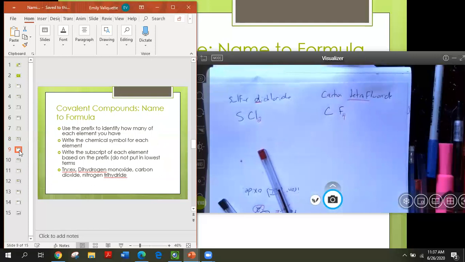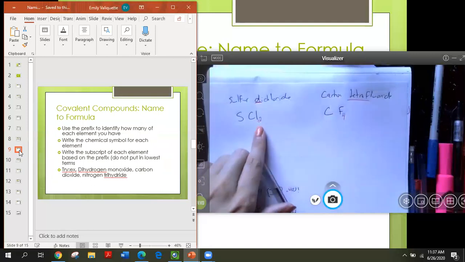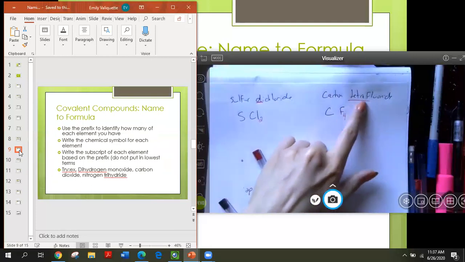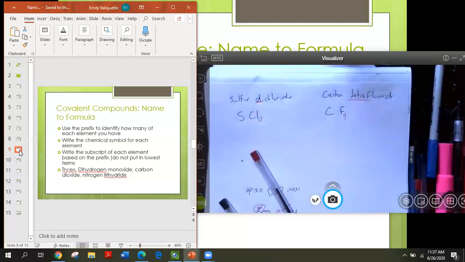This actually makes it even easier than with ionic compounds to write the names and the formulas, because unlike with ionic compounds, we don't need to do any crossing over. So the charges don't matter. All that matters is these prefixes here. They tell us how many we have of each of the elements. So let's go the other way now, where we start with the name and have to write the formula.